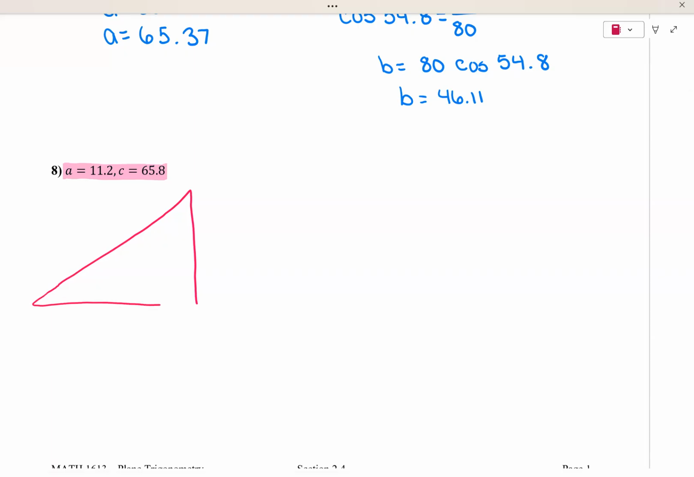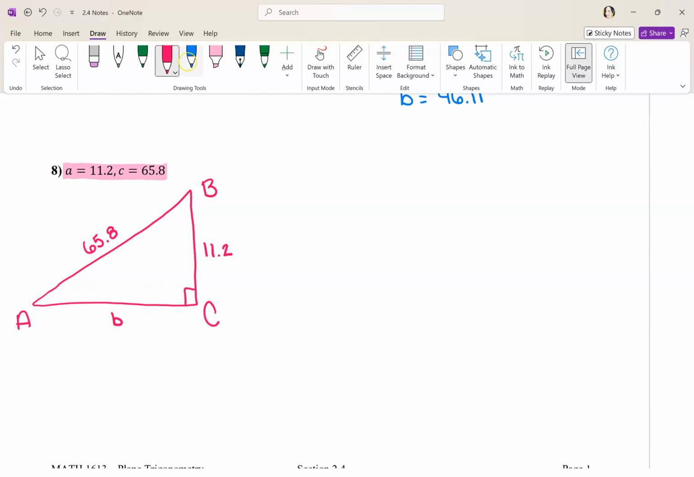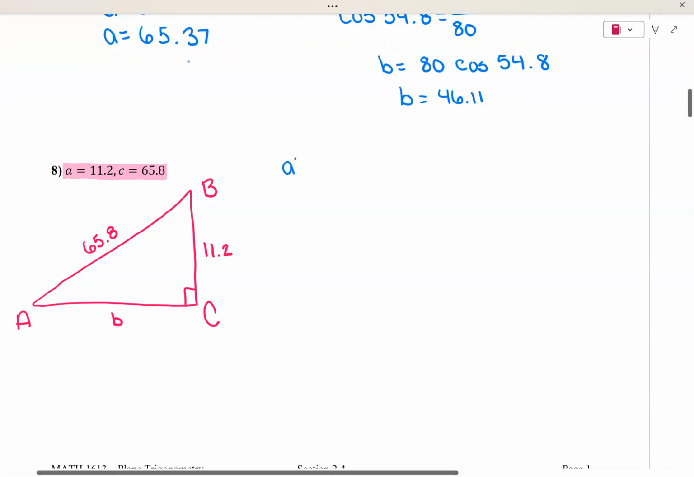So we're solving right triangles. Normally one of these is A, one of these is B, and typically this is C. And then across from them are your little letters for your sides. So I know that A, so this one over here, is 11.2. And I know this one over here is 65.8. So we need to start finding everything. We have two sides and we're missing one, so I think I'm going to use the Pythagorean theorem.